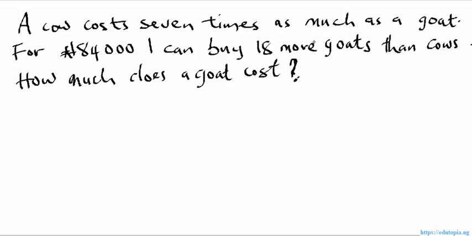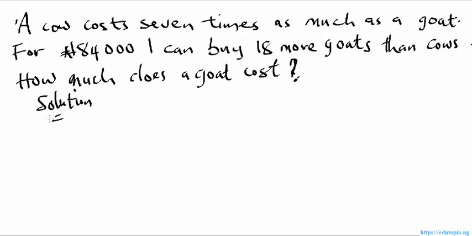Before us is a problem that says a car costs 7 times as much as a good. For 84,000 naira, I can buy 18 more goods than cars. How much does a good cost? Now, solution.